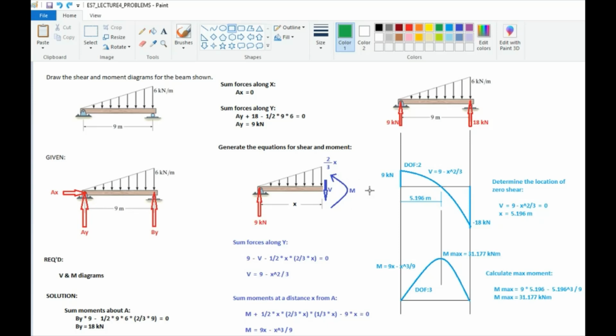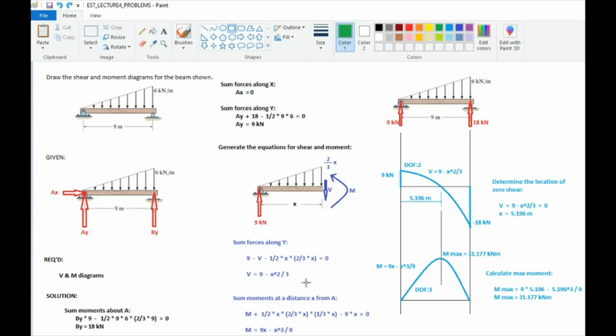Now, from this free body diagram, we will sum forces along y, and we'd be able to generate this equation. So, 9 minus v minus the triangle, so 1/2 base of x times height of 2/3 of x equals 0. Now, rearranging the equation, we'll have v equal to 9 minus x squared over 3. Okay, so this is our equation for shear.